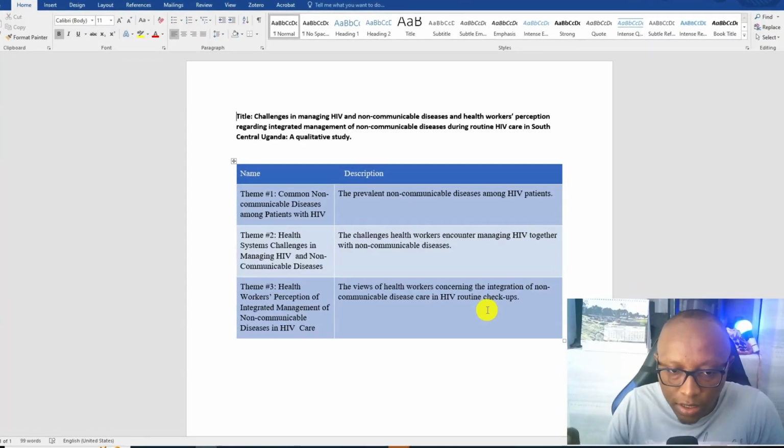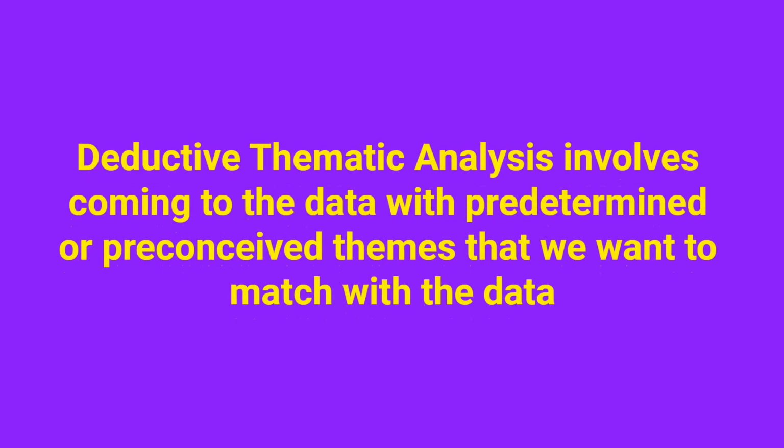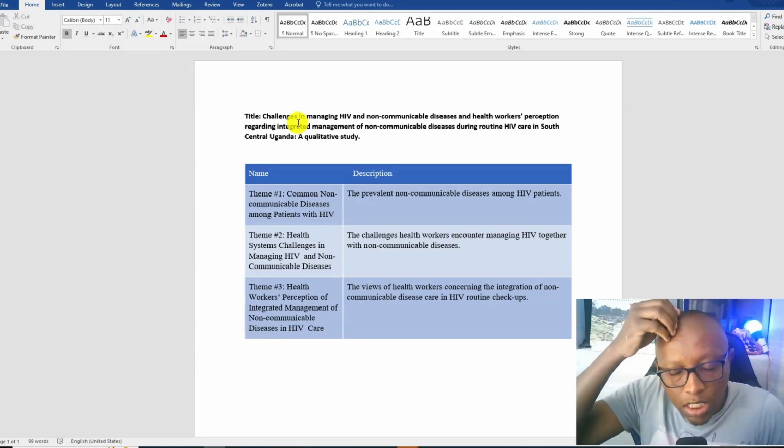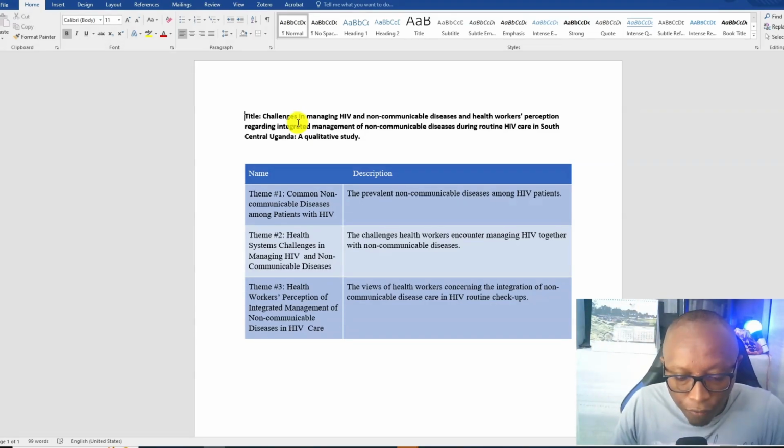Now, let's conduct deductive thematic analysis. Deductive thematic analysis, remember, involves coming to the data with predetermined themes or preconceived themes that we want to match with the data. For this tutorial, the data that I'm going to analyze is from an example study titled Challenges in Managing HIV and Non-Communicable Diseases and Health Workers' Perception Regarding Integrated Management of Non-Communicable Diseases During Routine HIV Care in South Central Uganda, a qualitative study. So this is a qualitative study of health workers who attend to HIV patients.